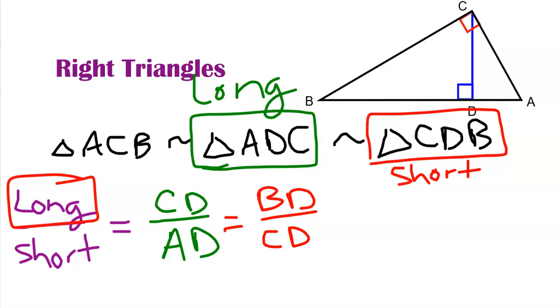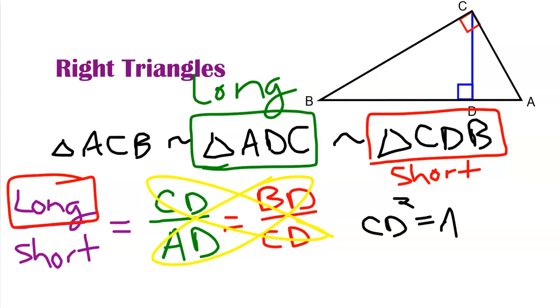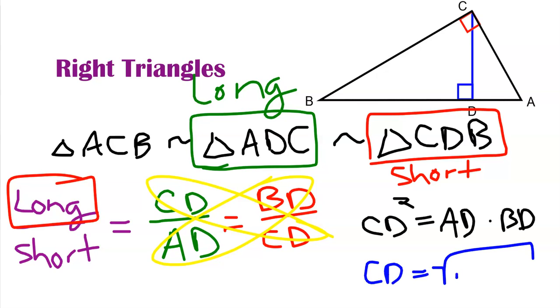Which means using cross products to solve this proportion for CD, we can see that this actually sets up a geometric mean, even though the order of our fractions are slightly different. So here it gives us that CD squared is equal to AD times BD, or that CD itself, the length of that altitude, is actually the square root of AD and BD, which are the two segments of the hypotenuse that CD cuts.